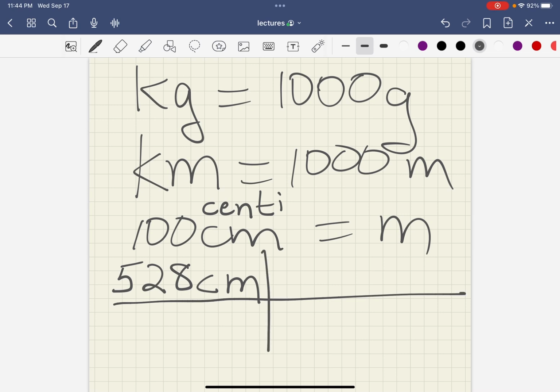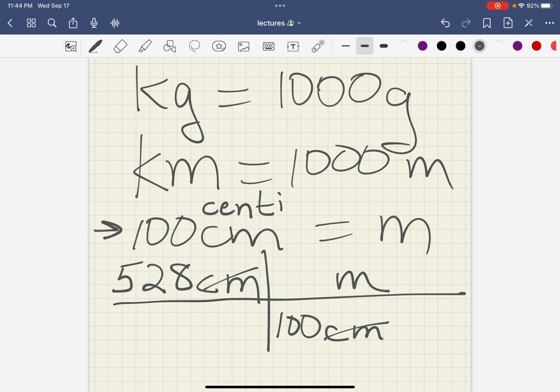And we know that we want centimeters to cancel. So they have to be down here in the denominator. And the conversion between centimeters and meters is right here. There's 100 centimeters in a meter. Okay, so centimeters cancel. So the only unit we have in the top is meter.